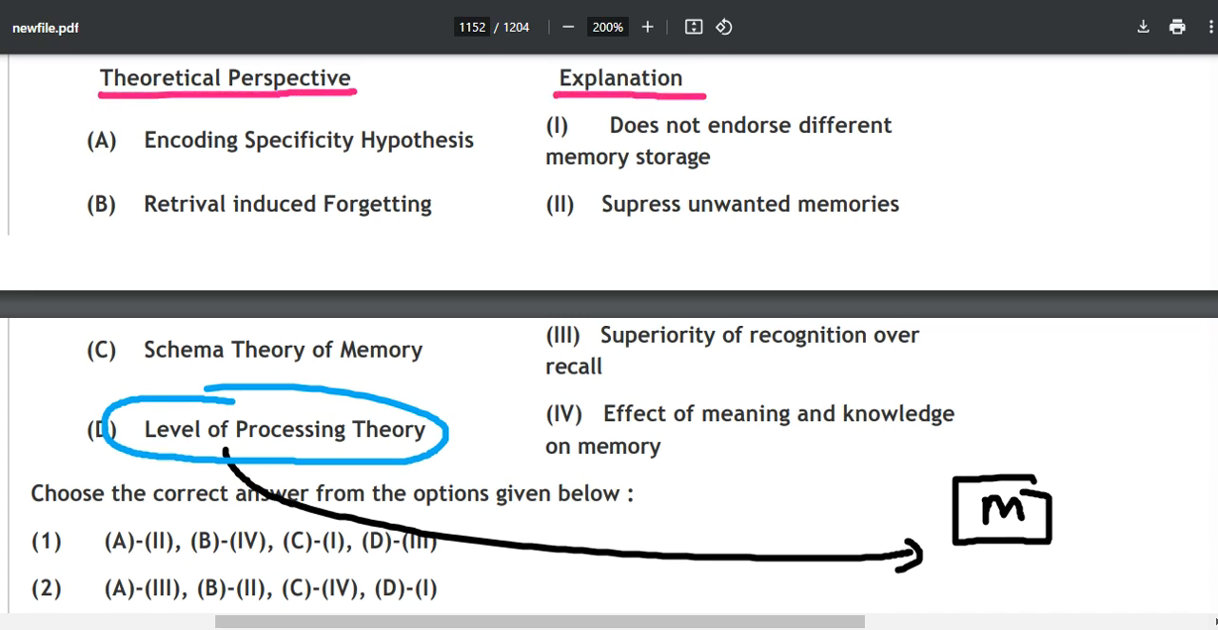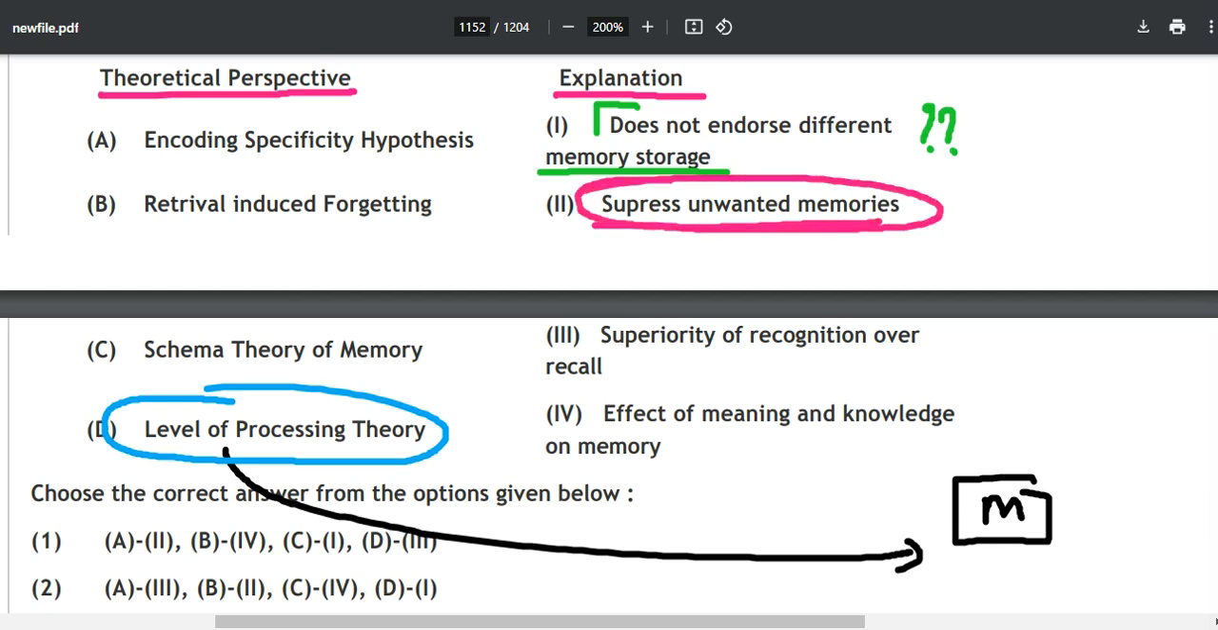Okay, so option number one, does not endorse different memory storage. Is it related to levels of processing? Might be, might not be. We will read all the options now. Suppress unwanted memories. See, levels of processing has nothing to do with suppression of unwanted memories. Next, superiority of recognition over recall. Pretty obviously it will not say about this thing also. Now, effect of meaning and knowledge on memory. No, it is not talking about meaning and knowledge, it is talking about the processing.